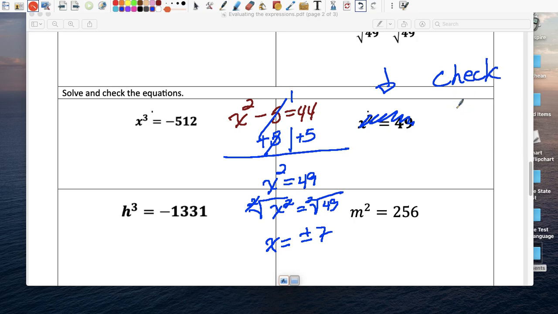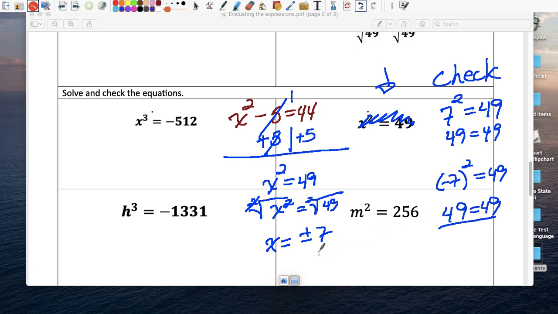So the check says, hey, take both answers. We found that the value of x is plus or minus 7, so let's do a check. On the first one, let's do positive 7. If I take positive 7, square it, or take it to the second power, does it give me 49? Yes, it does. Let's do the second check. Let's take negative 7 and raise it to the second power. Does it give you 49? Yes, it does, because negative 7 times negative 7, a negative times a negative is a positive, and 7 times 7 is 49, and guess what? There are two solutions. So the solution to this equation is x equals plus or negative 7.